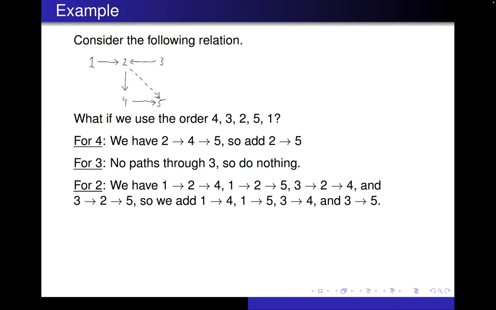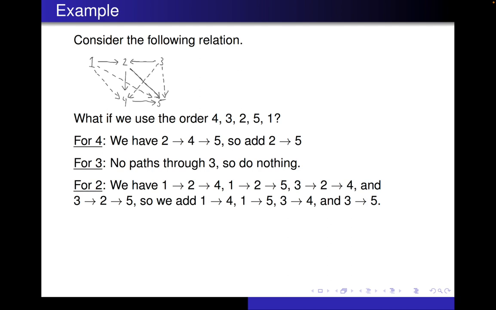So that's a bummer. For 2, though, we have tons of stuff going on, right? We have 1 to 2 to 4. We have 1 to 2 to 5, and then we have 3 to 2 to 4, and 3 to 2 to 5, and that means that's 4 arrows that we have to add. 1 going to 4, 1 going to 5, 3 going to 4, and 3 going to 5, and there they are. Well, that's a lot of arrows.